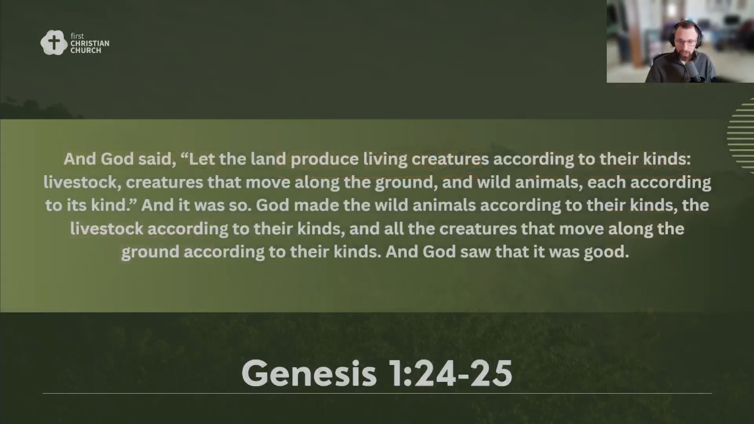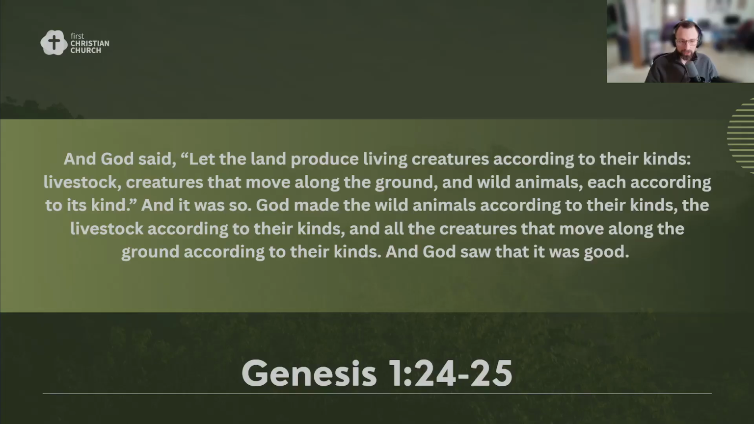And that brings us to the sixth creation day, which we're not going to cover the whole thing. We're going to save the part about humanity for a separate conversation. But in verse 24, we read this. And God said, let the land produce living creatures according to their kinds, livestock, creatures that move along the ground, and wild animals, each according to its kind. And it was so. And God made the wild animals according to their kinds, the livestock according to their kinds, and all the creatures, the creepy crawlies that move along the ground according to their kinds. And God saw that it was good.